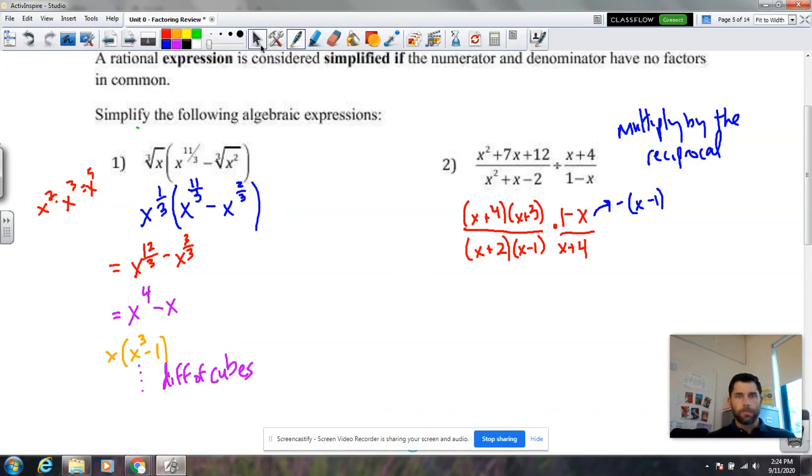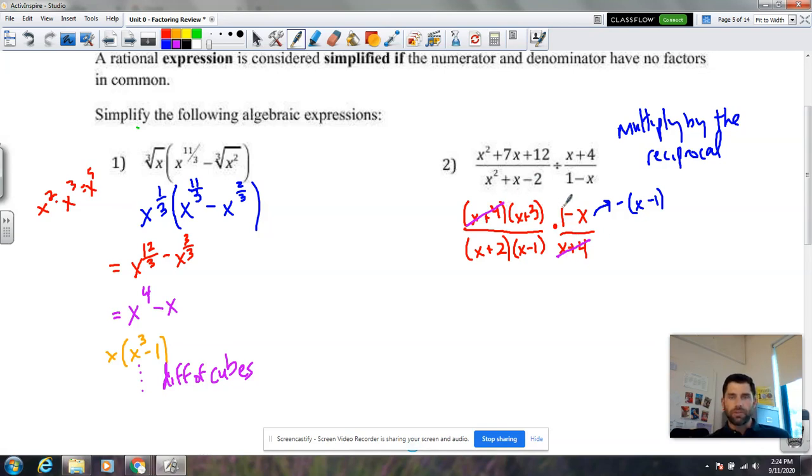All right, so here we are. We factored. We notice now that these terms, the x plus 4s, can divide out. Really, anything divided by itself is always 1. So that's what's happening. They're not really canceling, but they're dividing out and becoming a 1.